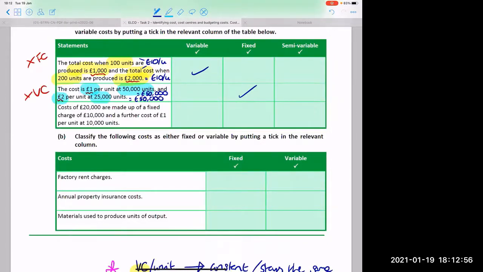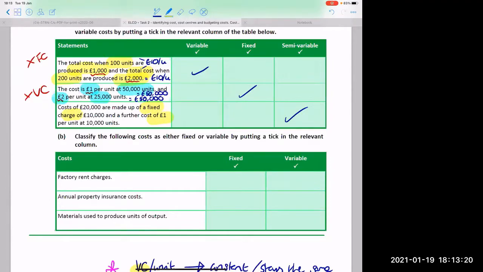And the last bit here, cost of 20,000. To be honest, they've made it quite easy for us. They've said costs are made up of a fixed charge and a further cost per unit. So we know that's semi-variable, because what they've told us in the question is kind of the definition, isn't it, guys, of a semi-variable cost. You've got a fixed bit and a variable bit.